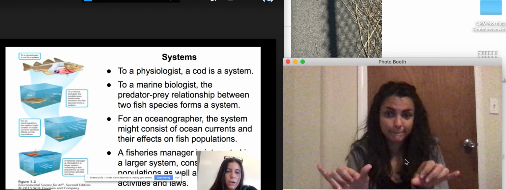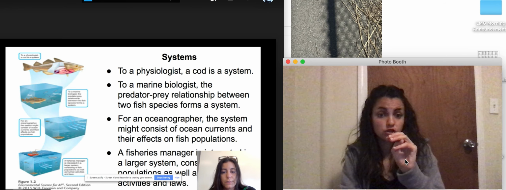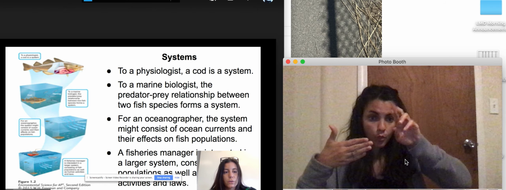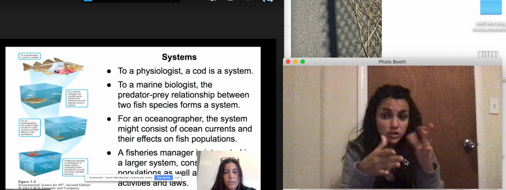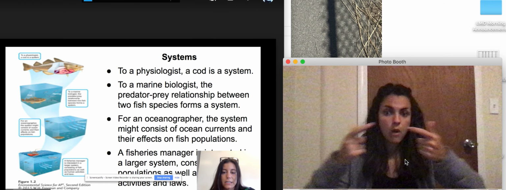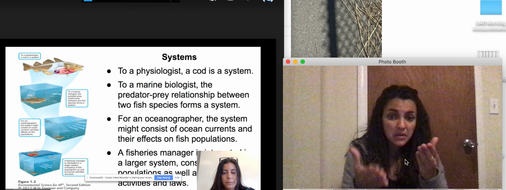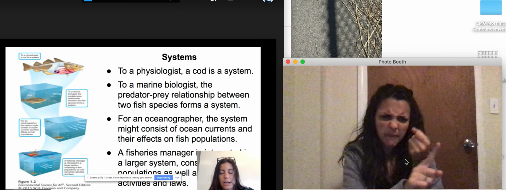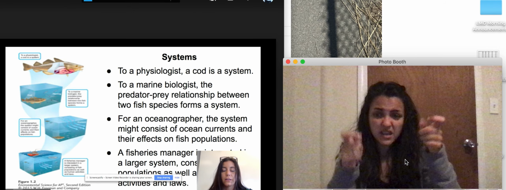You look on another larger scale, to a marine biologist, the predator-prey relationship between the two fish species forms a system. So the two different species that are interacting with each other, the predator-prey, that's a larger scale system. And then even bigger, for an oceanographer, the system might consist of the ocean currents and their effects on fish populations. And then on another scale, you have a fisheries manager that's interested in a large system consisting of fish populations as well as human activities and laws.